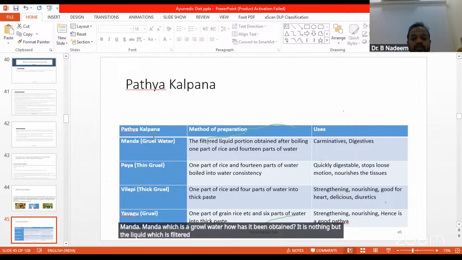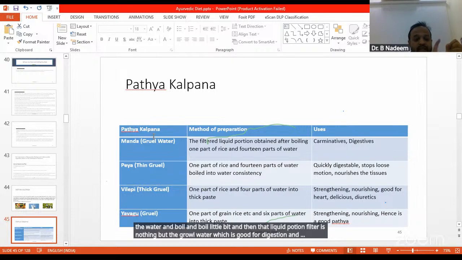There's a liquid portion which is obtained after boiling one part of the rice and using 14 parts of the water. See, what you need to do is take 14 parts of the water and one part of the rice, boil a little bit, and then that liquid portion filtered is nothing but the gruel water, which is good for digestion and carminatives.